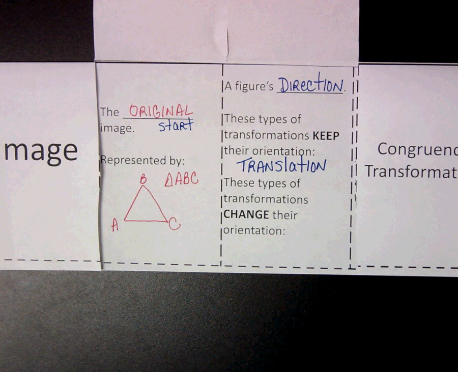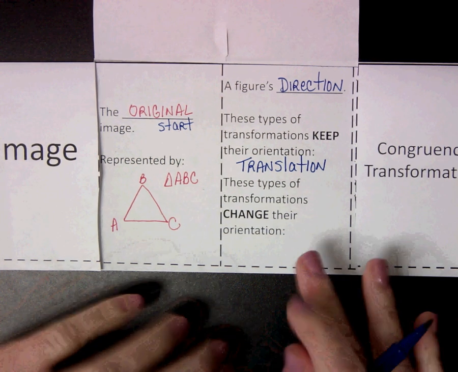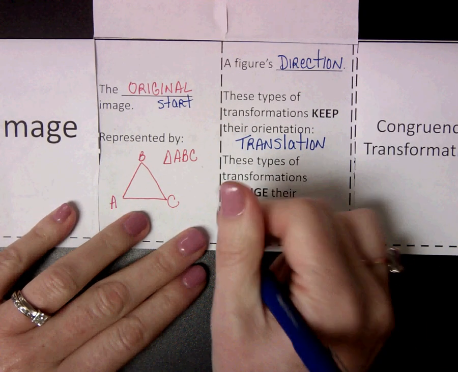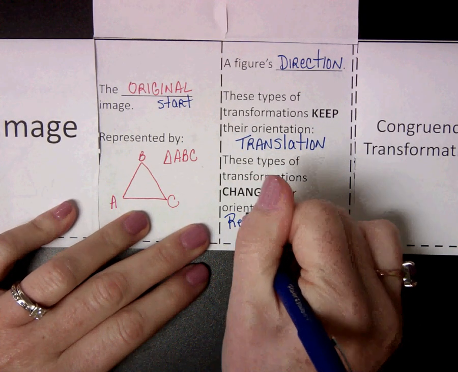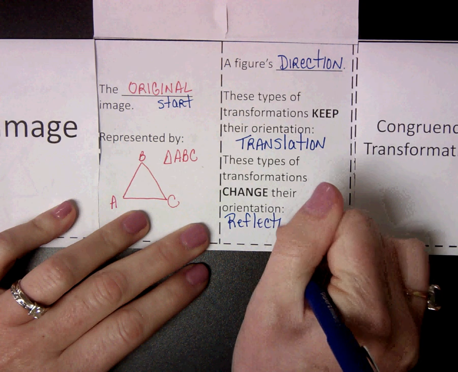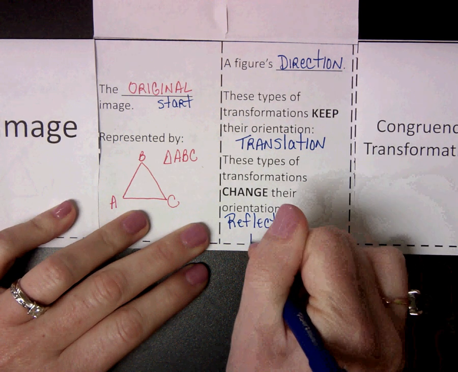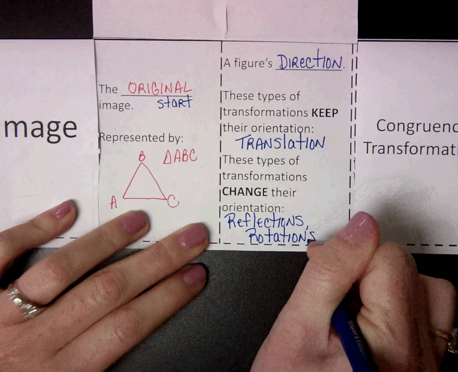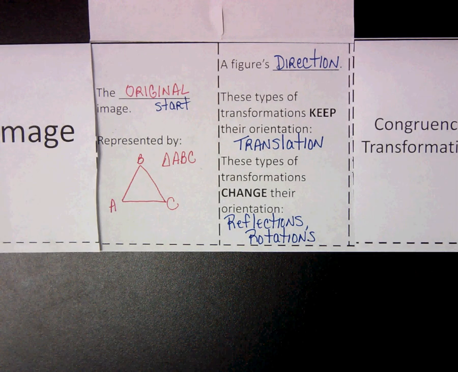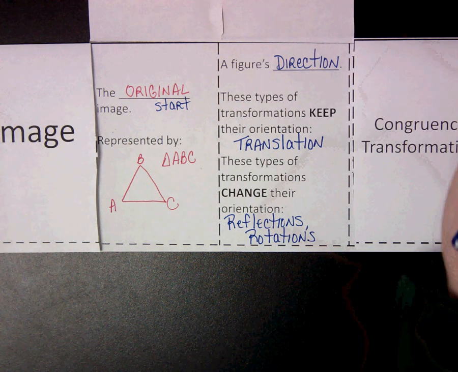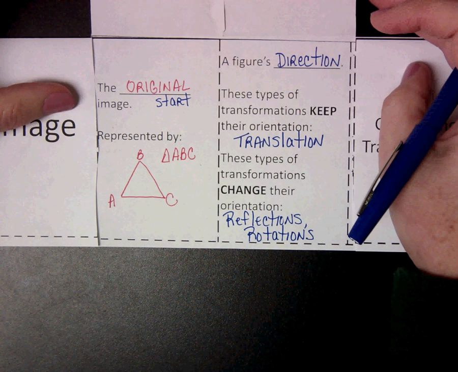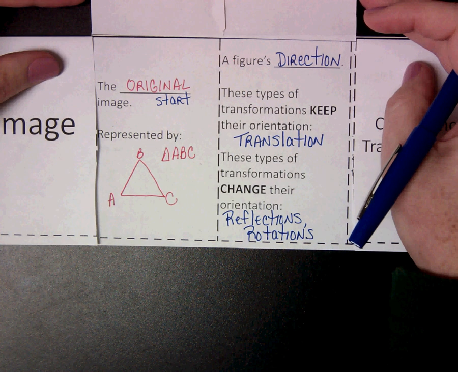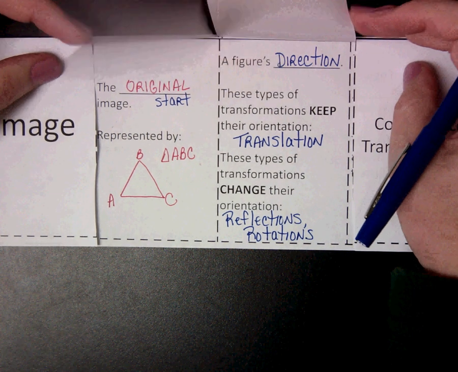keep their orientation. Now, which transformations change their orientation? That would be reflections and rotations. And so these two transformations that we talk about are actually going to change their orientation. The figure is going to change directions. So it's going to look a little bit different. Okay? Make sure you have those written down.